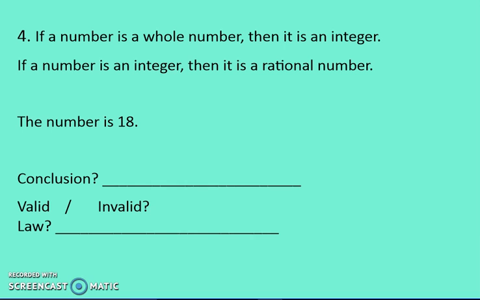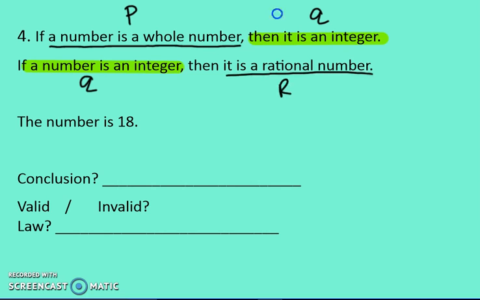Our last example. If a number is a whole number, then it's an integer. If a number is an integer, then it's a rational number. Again, let's label it. So if a number is a whole number, that is P. I'm going to highlight my two inside parts. Call the first one Q. It's an integer. Well, if I look, this bottom highlight is also a number as an integer, so that's Q. Making the rational number R.